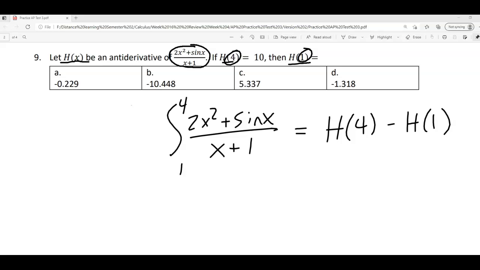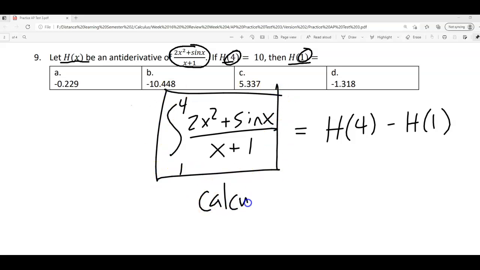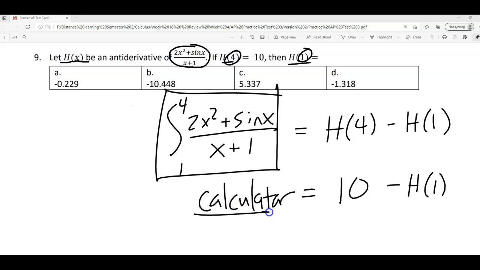So what I'm going to do is punch this into my calculator and solve it. I already know h of 4 is 10. After that, I just need to find h of 1. So basically, take your number here, subtract 10 from it, and then divide by negative 1, and you'll find your answer. But I'll let you guys handle that. Let's go ahead and move on to the next one.